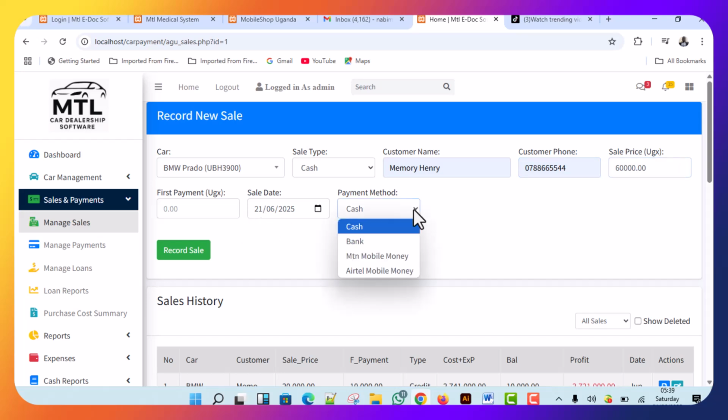You select what is the mode of payment. So the mode of payment is how is the customer paying you? Is it paying by cash, by bank, by mobile money, MTN mobile money, by Airtel mobile money, so that you track at the end of the day where is your money? Is it in cash? Is it in a bank? Is it in MTN mobile money? Wherever it is. So all this will help us in managing our cash book.